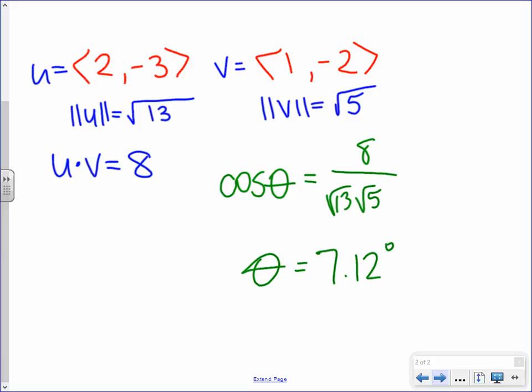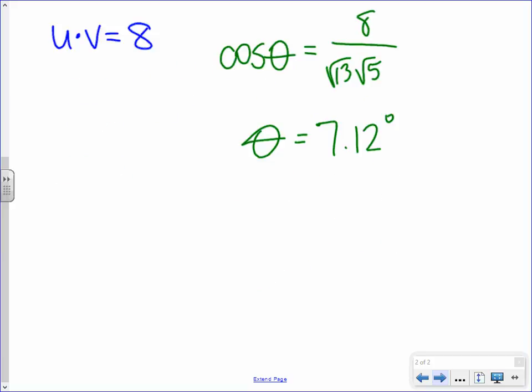All right. Now, what would happen if this 8 was instead a 0? The cosine of theta would equal 0. What does that mean? The angle is 90 degrees. Okay. We call perpendicular vectors, do you remember the word for them?